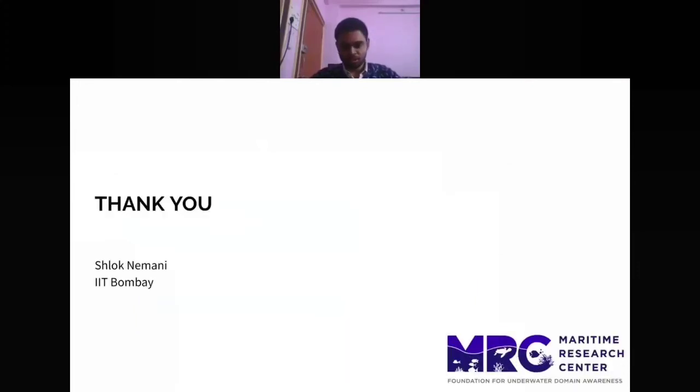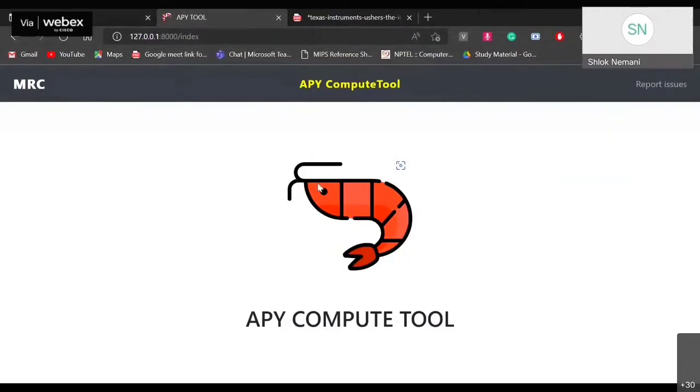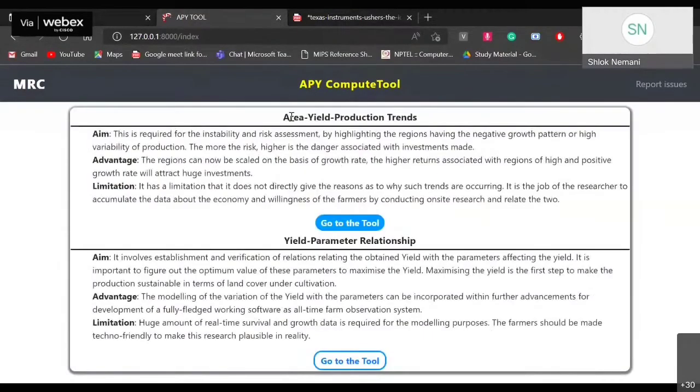And so it starts with the compute tool, and on the first page, the index page, it mentions the two domains and the two paradigms which I have included in my research. The first is the production trends, the APY trends, and the second is the yield parameter relationship. The yield parameter relationship was the one where we had to develop the model, and here there is some theory about how we achieved the goal. So let's go to the tool.